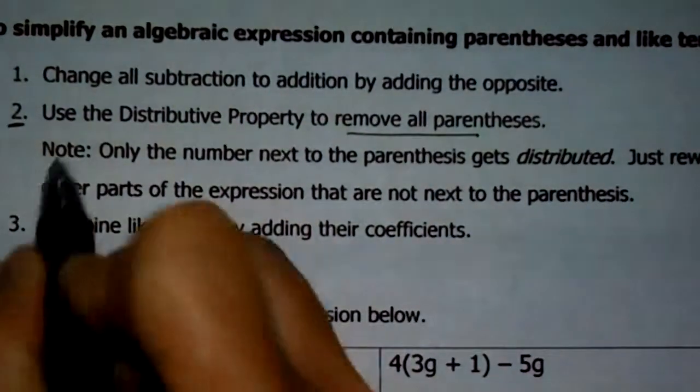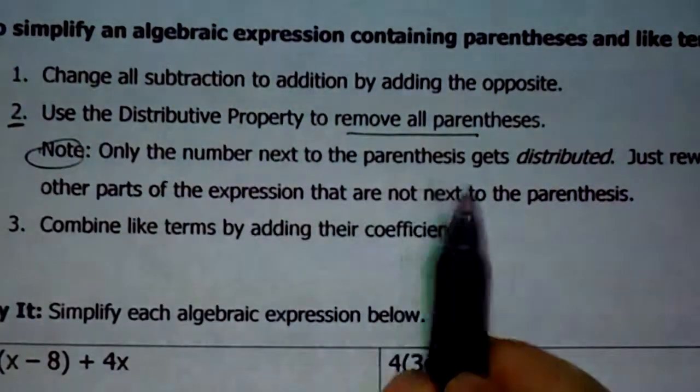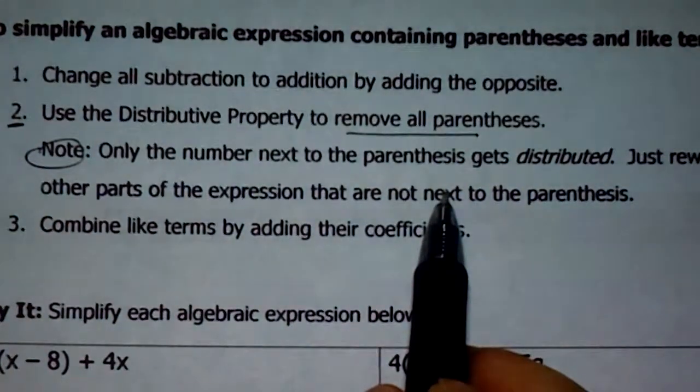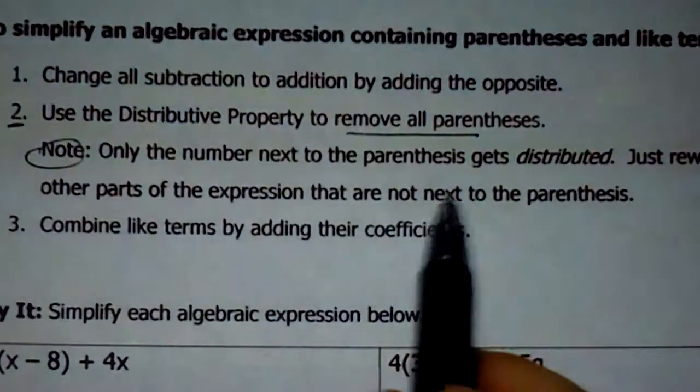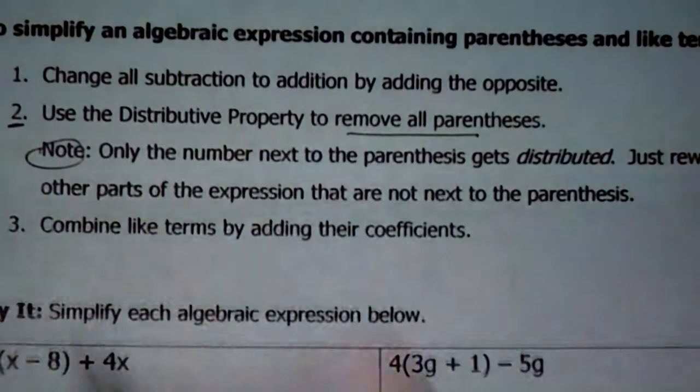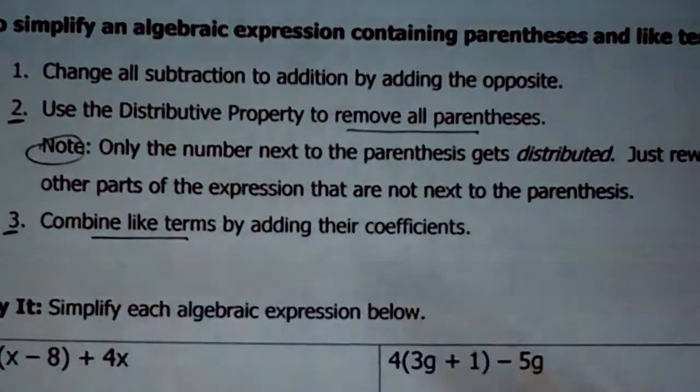And there's a little note here. Only the number next to the parentheses gets distributed. Just rewrite the rest. So the number next to the parentheses is the one that you're multiplying. If you have an addition sign between something and it's not right next to it, you're just going to end up dropping it down. And if that doesn't make sense yet, I know it will by the last example. Step number 3, combine like terms.